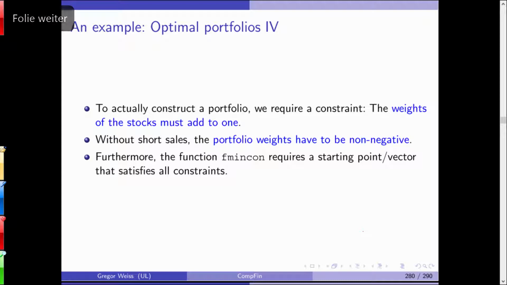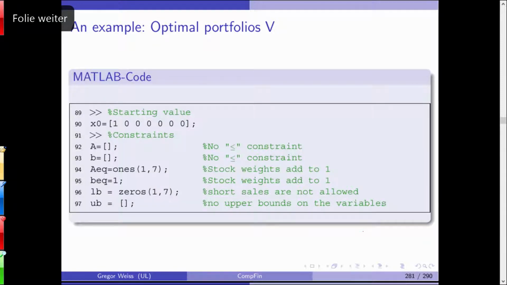And we actually need one constraint. We could, of course, include many more constraints, a CVaR constraint, something else, but the only constraint we are considering now is that the weights of the stocks must add to 1, and without short selling, the portfolio weights have to be non-negative. We require a starting point, a starting vector that satisfies all constraints. So we are using as a starting value 1, 0, 0, 0, 0, 0. So investment is done in Adidas.